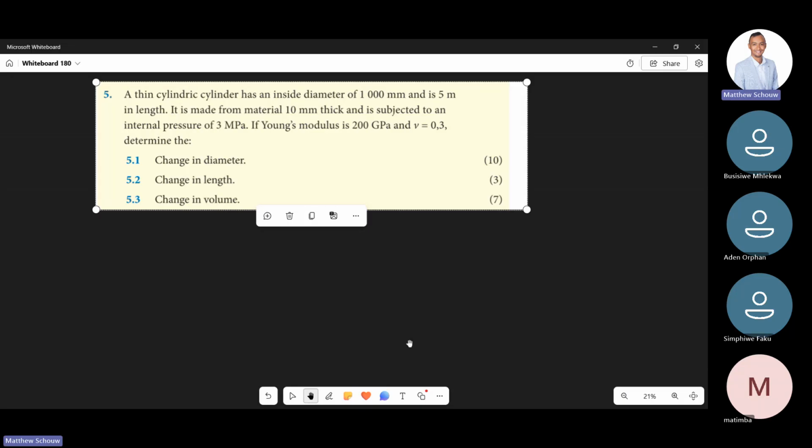All right, so let's try this one. We have a thin cylinder. Don't know why they're mentioning that, probably a mistake. There's an inside diameter of 1,000, that's a meter, and 5 meters in length. It's made from 10 mil thick plate and is subjected to an internal pressure of 3 megapascals. The Young's modulus is 200, and the Poisson's ratio is 0.3. Let me just quickly put up an image for you.